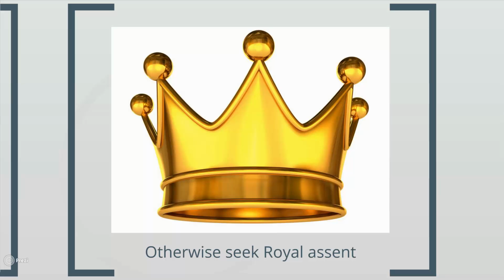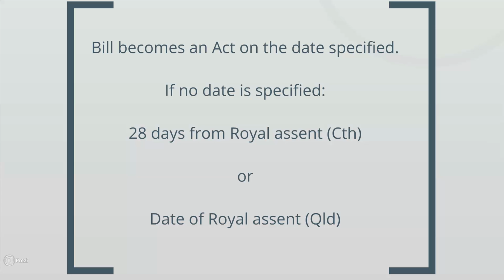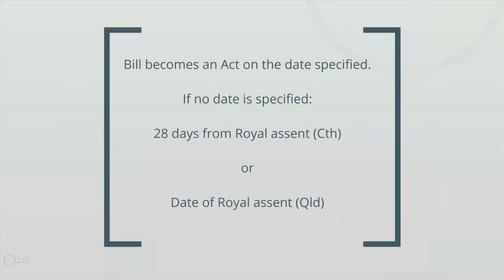If, however, the bill does get passed by both Houses, it is sent to the Governor-General or the Governor, and after either 28 days for Commonwealth legislation or the date of royal assent for most of the states, it will become law.